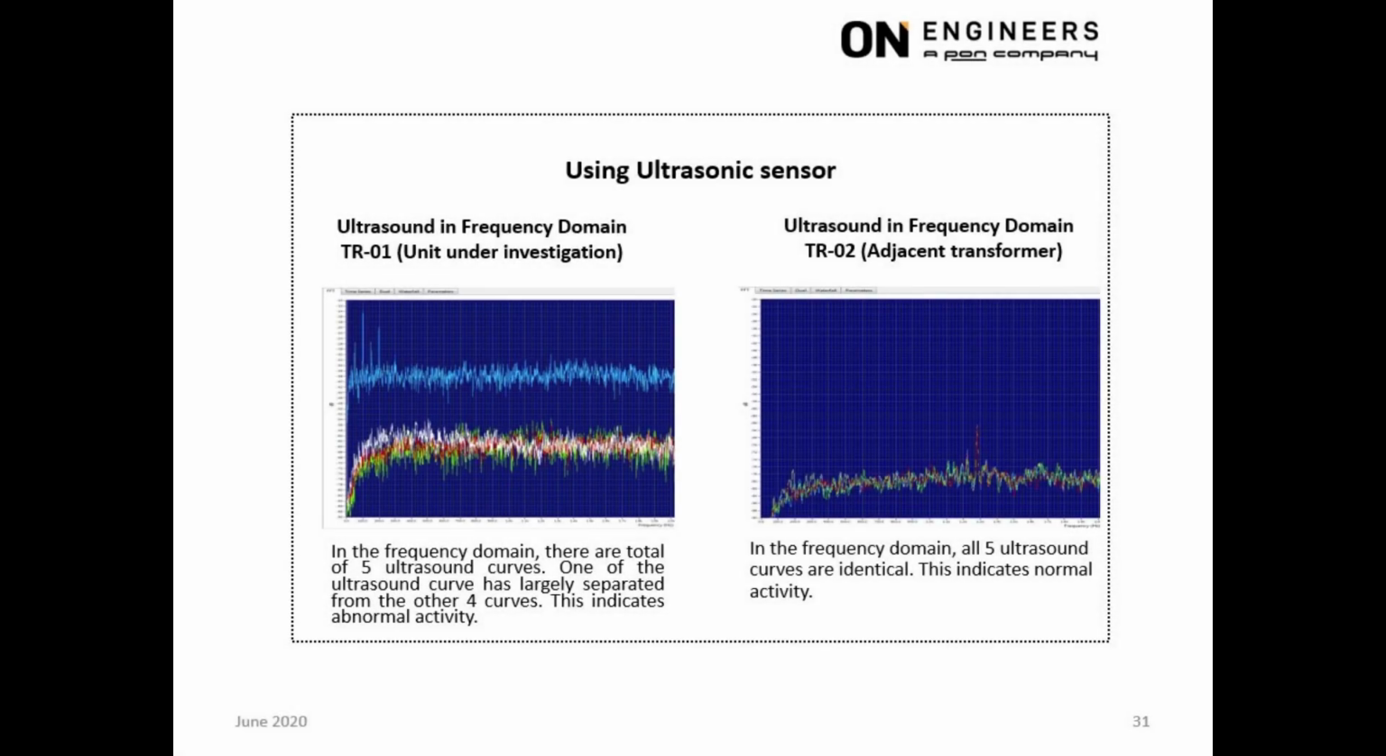This slide shows measurement from airborne ultrasonic sensors. Transformer 1 shows 5 ultrasound measurements at 5 different locations around the transformer. The blue curve has wholly separated from the other curves. This indicates the blue curve has much higher amplitude of ultrasound.